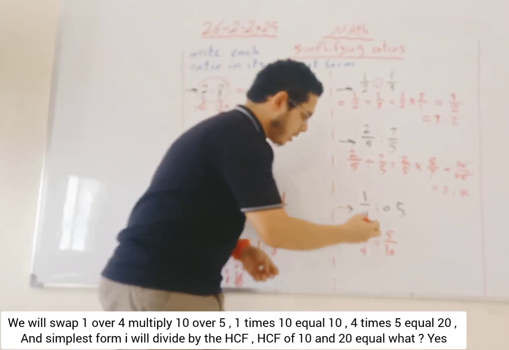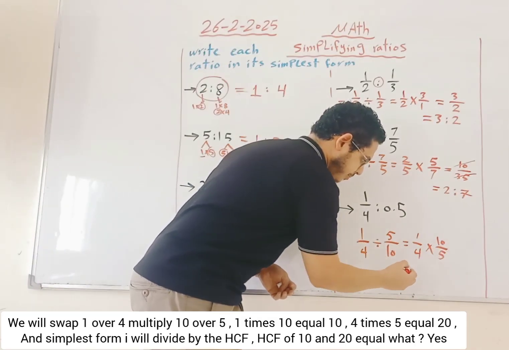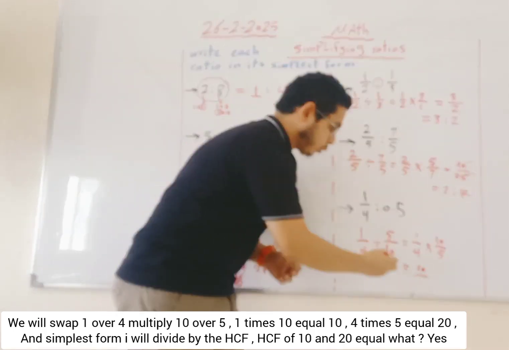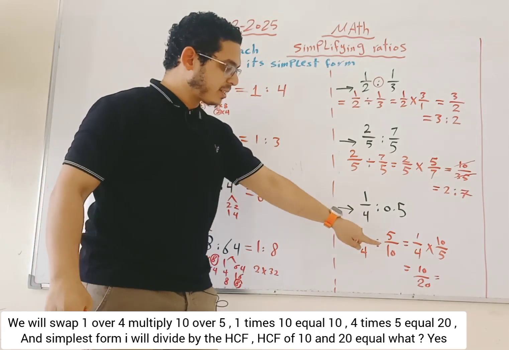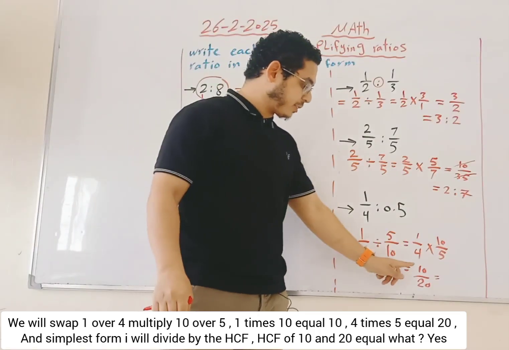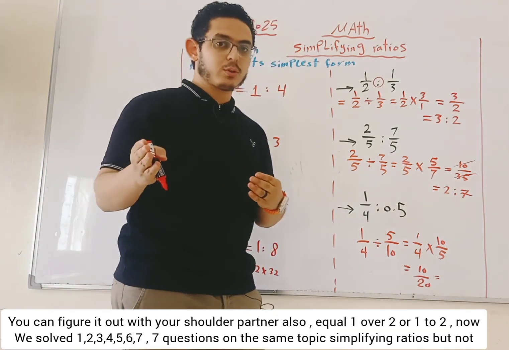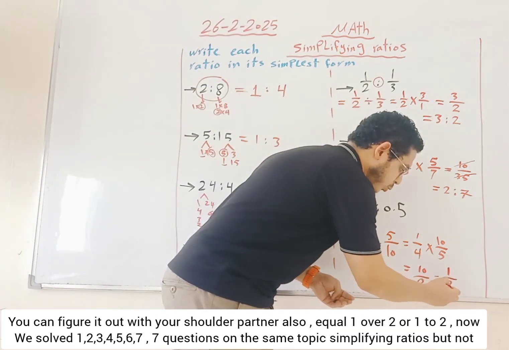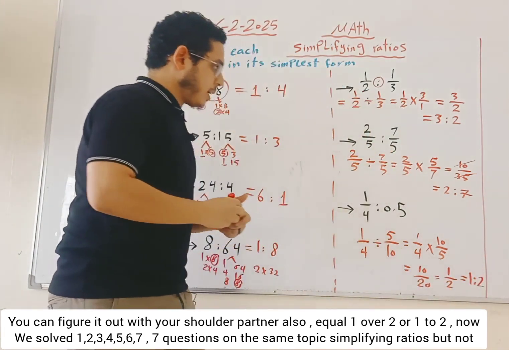Now I will swap: 1 over 4 multiplied by 10 over 5. 1 times 10 equals 10. 4 times 5 equals 20. In simplest form, I will divide by the HCF. HCF of 10 and 20 equals what? Yes, you can figure it out with your shoulder partner also. It equals 1 over 2 or 1 to 2.